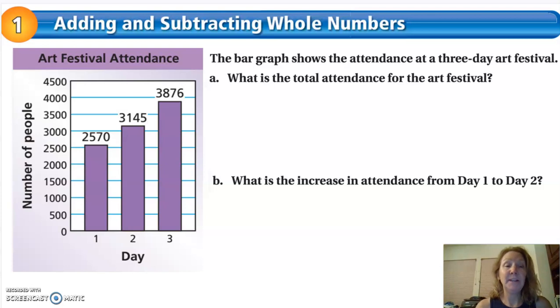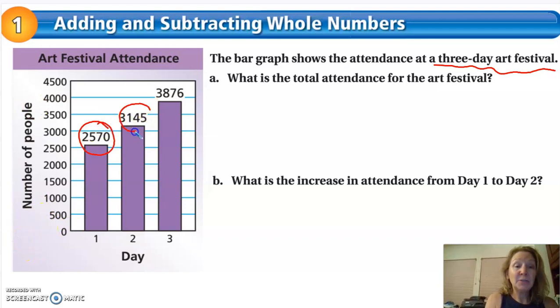Here's a bar graph at a festival showing you attendance over 3 days. If I look on the horizontal axis, it says day 1, 2, and 3. And if I look on the vertical axis, it says the number of people. What I like about this graph is they actually showed you the exact numbers at the top. A lot of times with bar graphs, it's hard to tell the exact number, but here you can see the exact number.